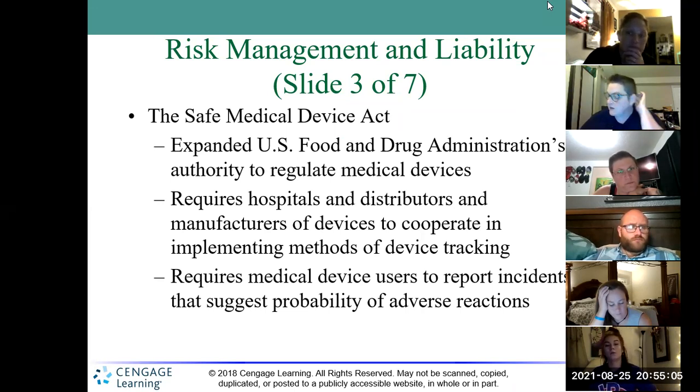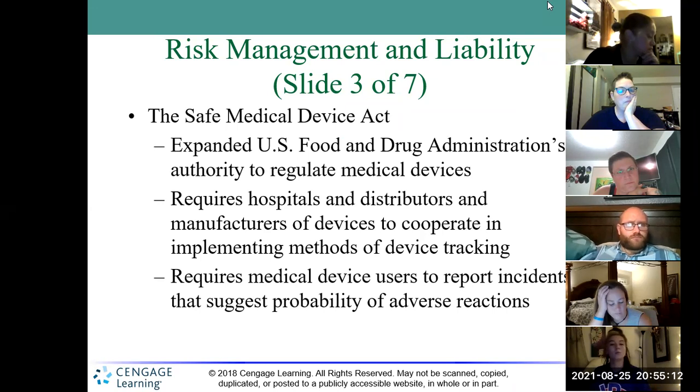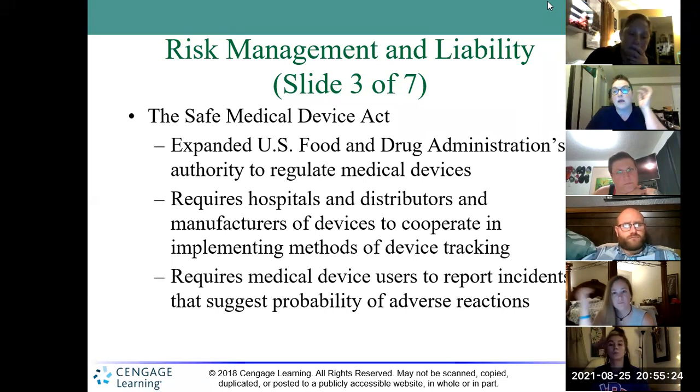The Safe Medical Device Act. So this was where the FDA expanded to regulate medical devices. This had a big impact on the OR and on the medical device industry as a whole, because it allowed that regulation of the medical devices to ensure the safety.